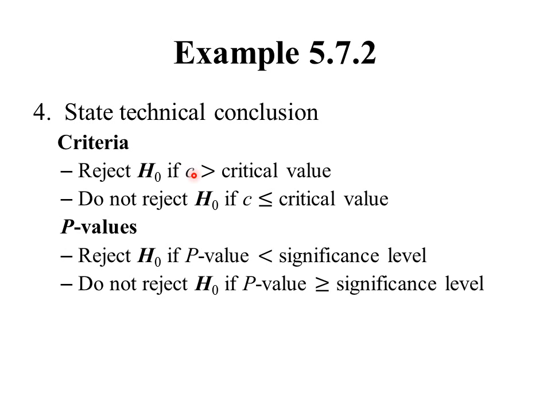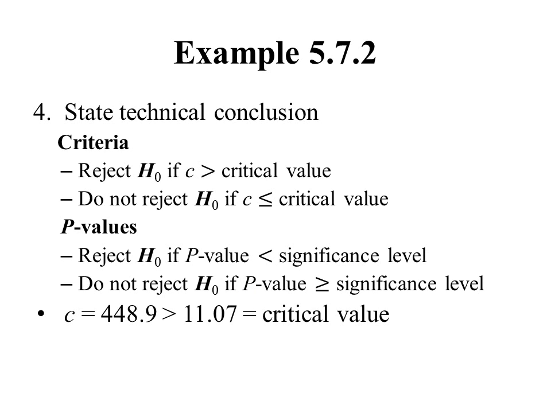In one of them, we compare the test statistic to the critical value. The other one, we compare the p-value to the significance level. Either way should come to the same conclusion. Okay? So in this case, our test statistic was this large number, which is much, much larger than our critical value. And so by this criteria here, we would reject the null hypothesis.